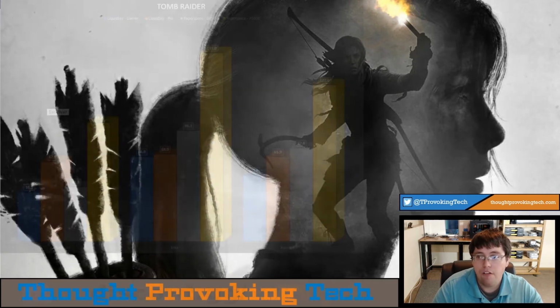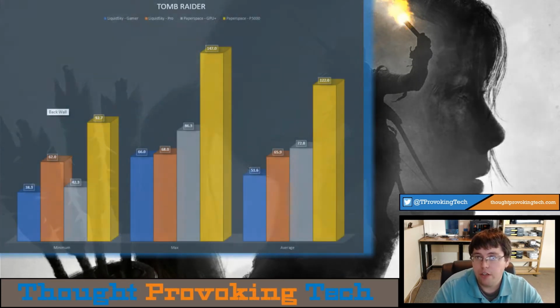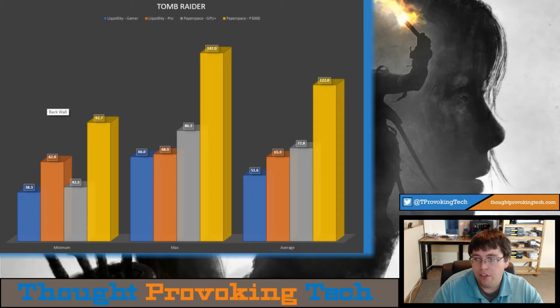In terms of minimum frame rates, for LiquidSky Gamer we got 38.3. For LiquidSky Pro, we got 62. For Paperspace GPU Plus, we got 42.3. And for Paperspace P5000, we got a whopping 92.7 frames for the minimum frame rates.